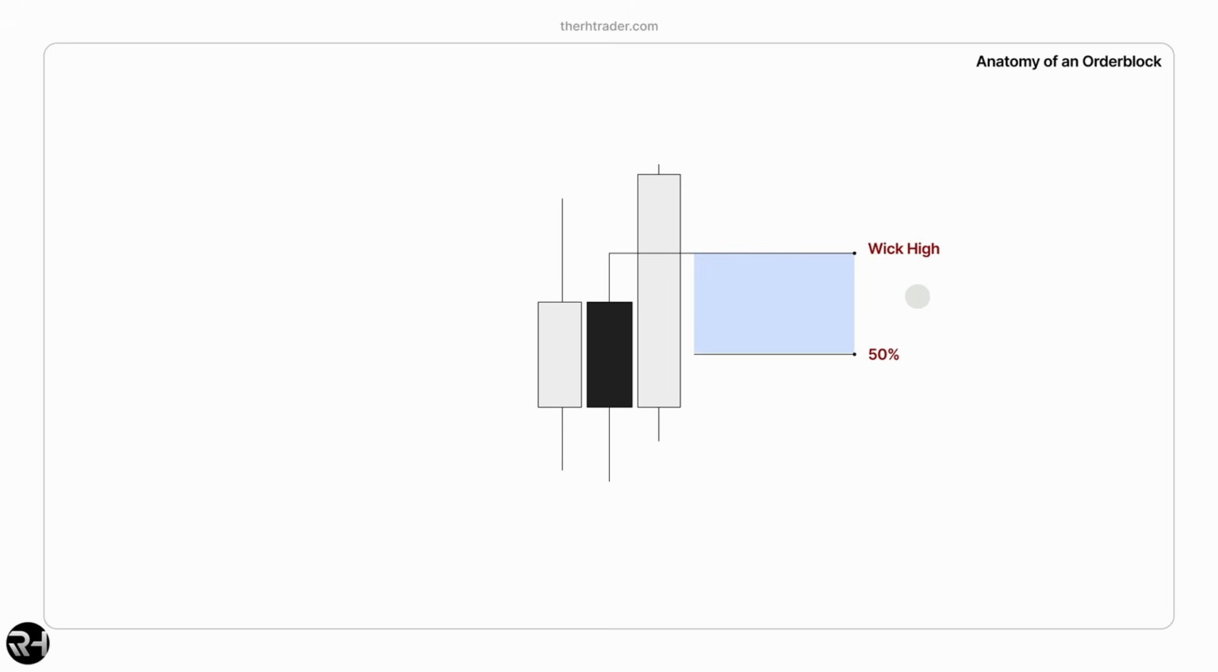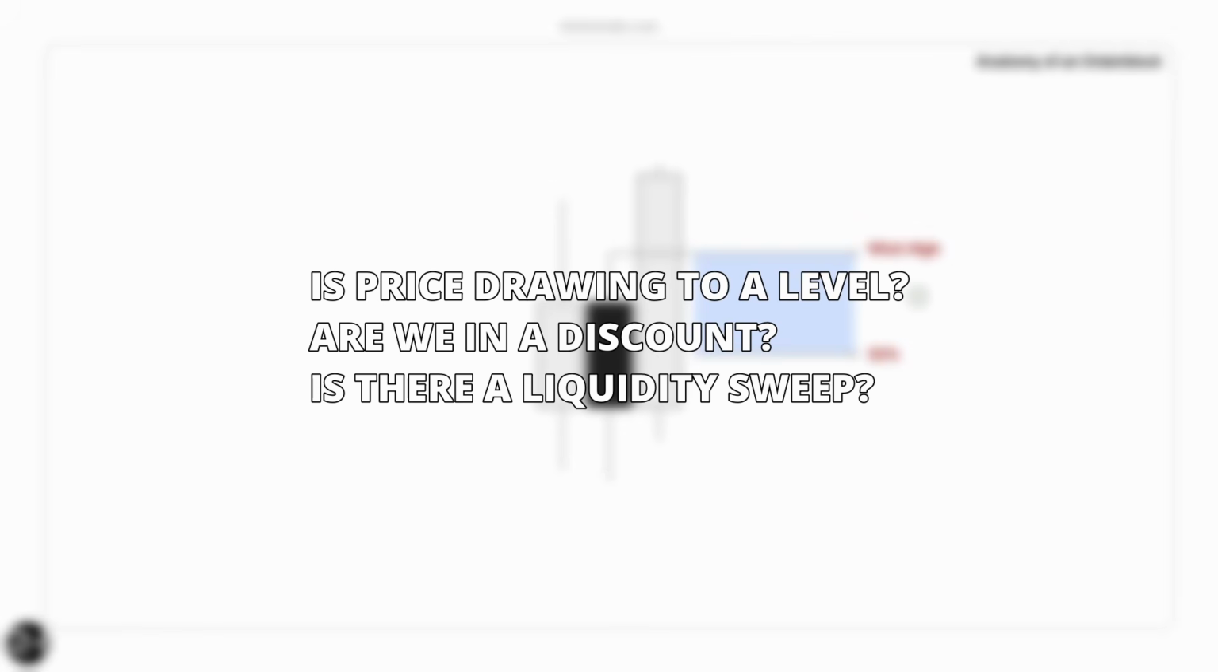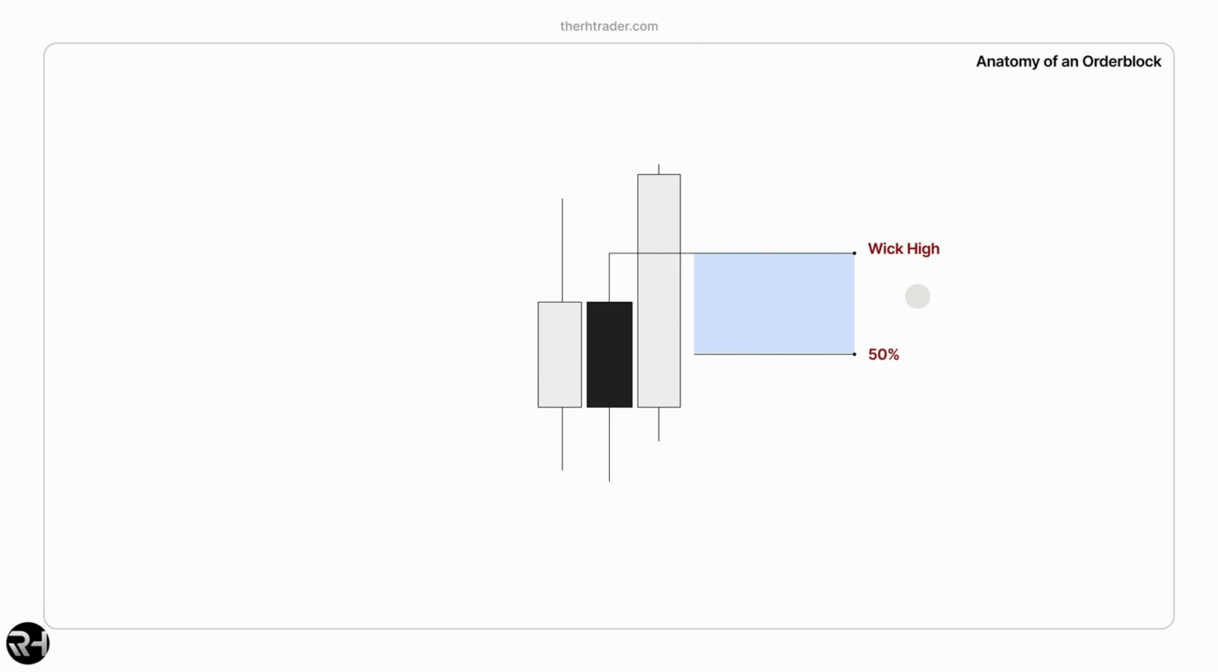Now, where do traders go wrong with order blocks? The biggest mistake is treating every candle as a magic level. Here's the reality. Not every order block will hold. That's why I always emphasize liquidity first, then execution. Don't mark an order block and wait. Build your narrative first. Is price drawing to a level? Are we in a discount? Was there a liquidity sweep? If these boxes are checked, only then the order block is worth watching.